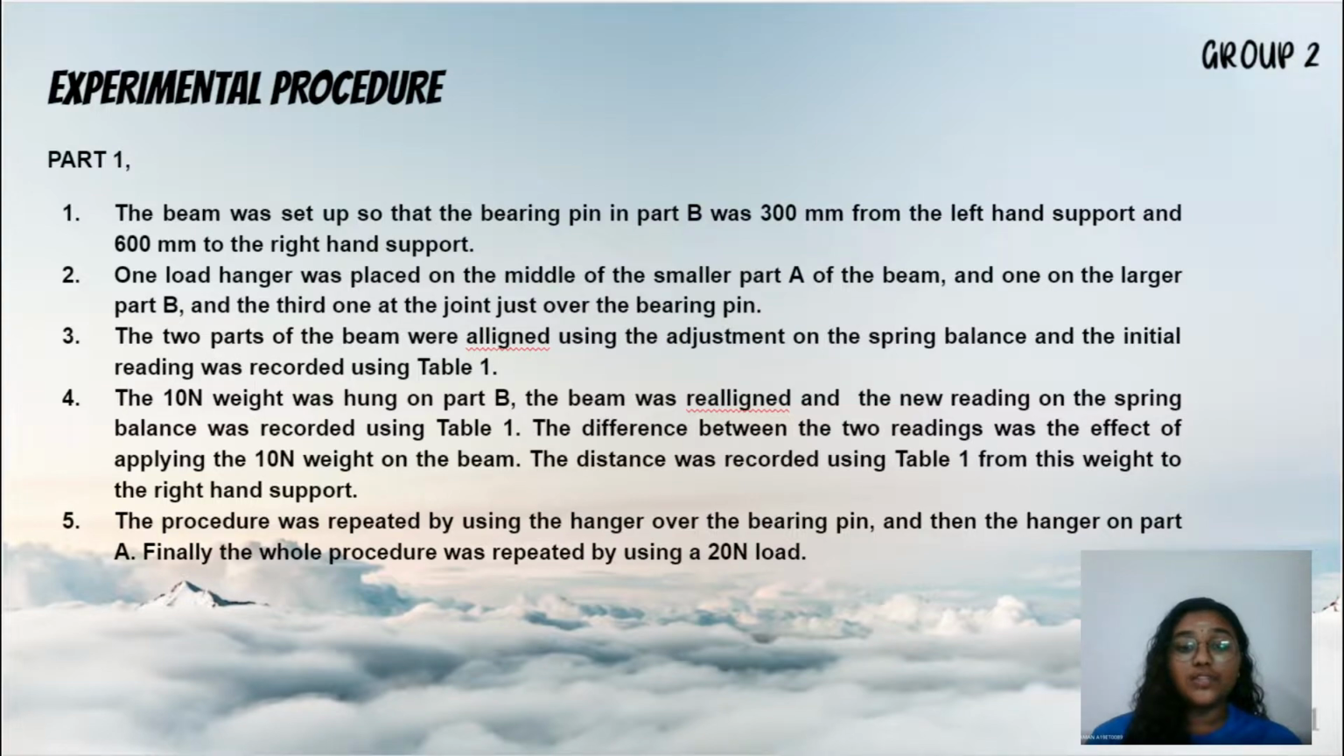The two parts of the beam were aligned using the adjustment on the spring balance and the initial reading was recorded using table 1. The 10 Newton weight was hung on part B. The beam was realigned and the new reading on the spring balance was recorded using table 1. The difference between the two readings was the effect of applying the 10 Newton weight on the beam. The distance from this weight to the right hand support was recorded using table 1. The procedure was repeated by using the hanger over the bearing pin and then the hanger on part A. Finally, the whole procedure was repeated by using a 20 Newton load.